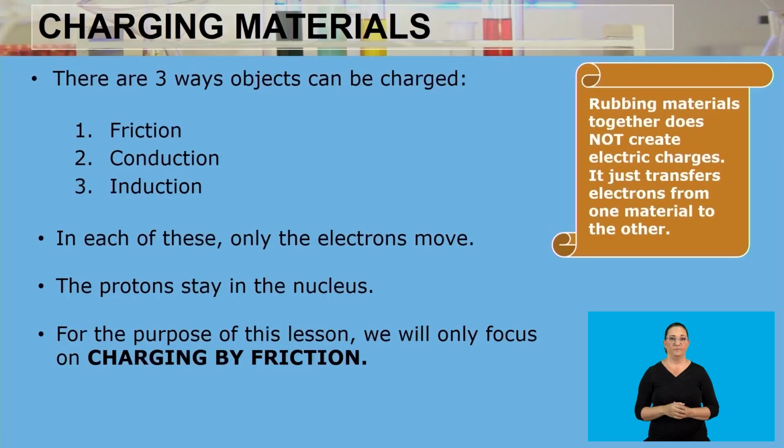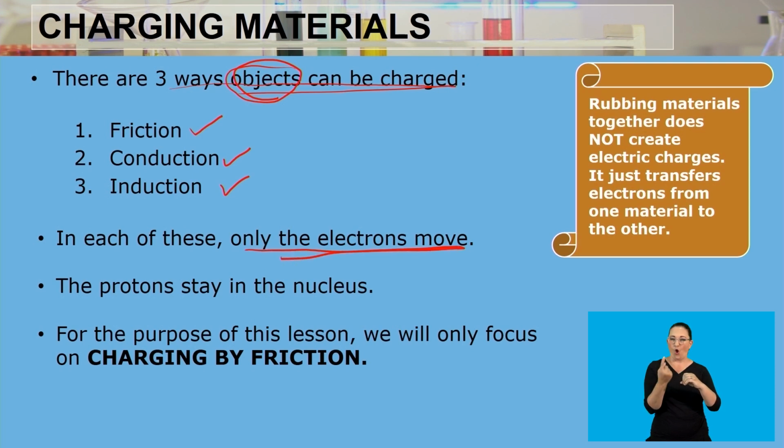We know, or we should know, that there are three ways in which an object or the substance in question can be charged. We can charge that substance by friction, by conduction, and also by induction. Now, in each of these ways of charging that substance, only the electrons are moving. The protons are found in the nucleus. They do not move. Only the electrons will be transferred from one atom to the other atom. So the protons are always going to stay in the nucleus. They will never move. Only the electrons are going to be moving from one material to the other material.